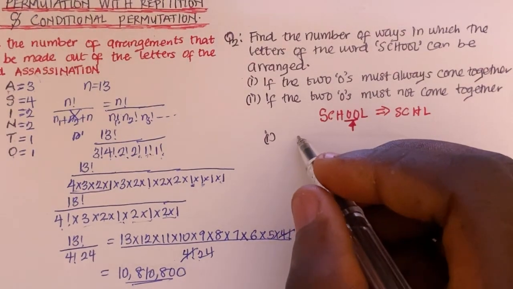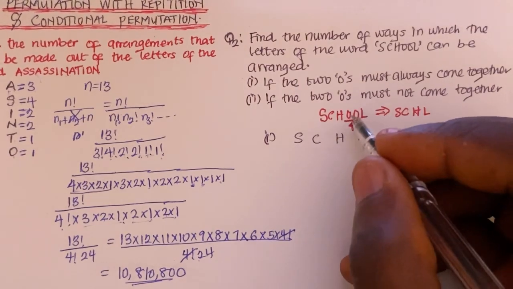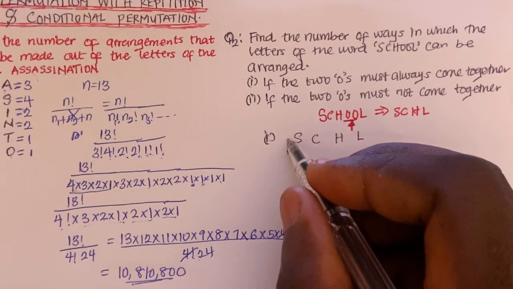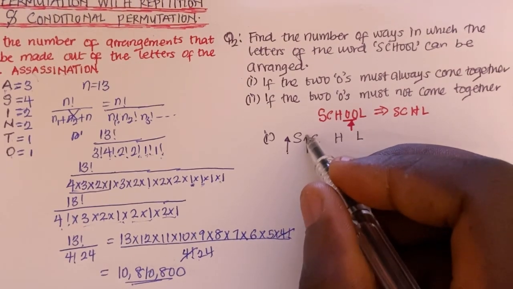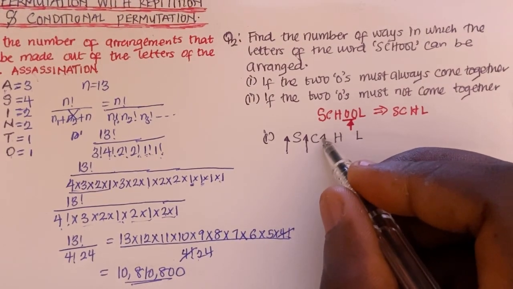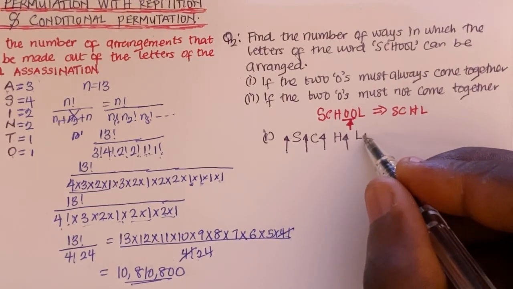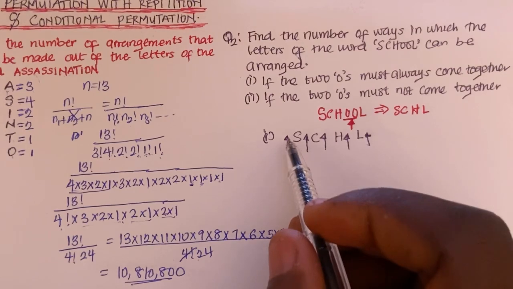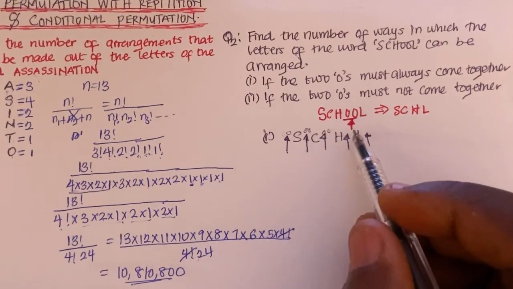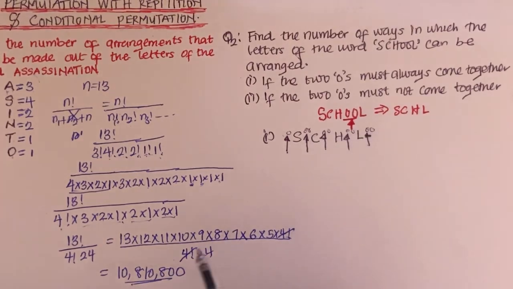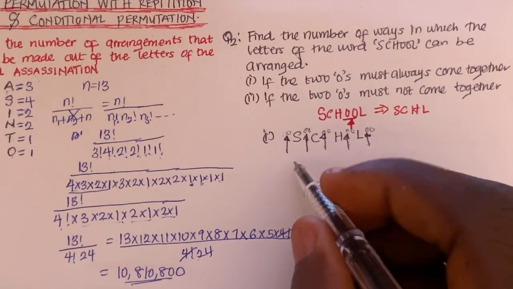Now we are going to have S-C-H-L. If you take these two O's as a single letter, that means we can fix them here, right? This is the first place. We can put them here, the second place, here, the third place, and here. Also we can put them here. So we can arrange the O here. Let's say we put O here. We can also put it here, here, and here. So the number of ways here is actually 1, 2, 3, 4, 5. So this is 5.